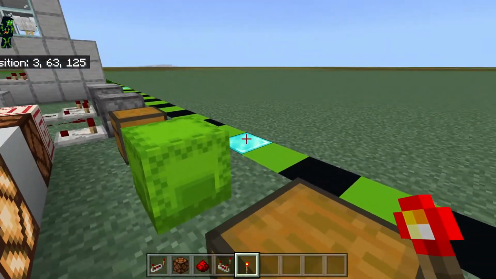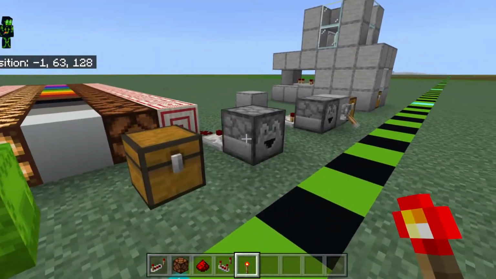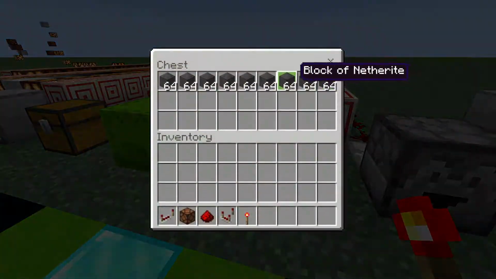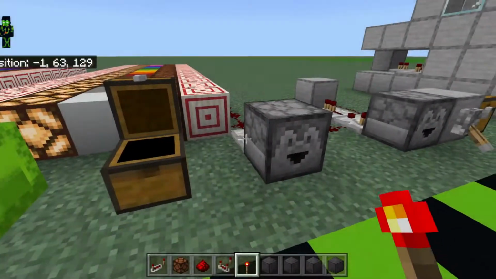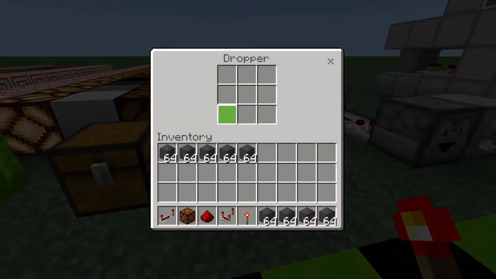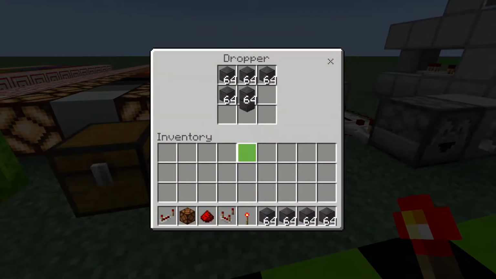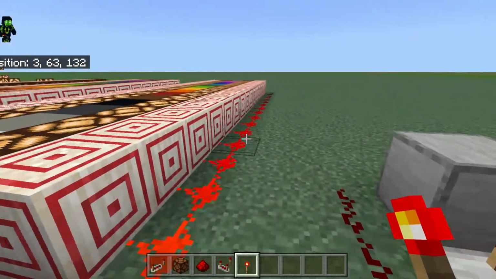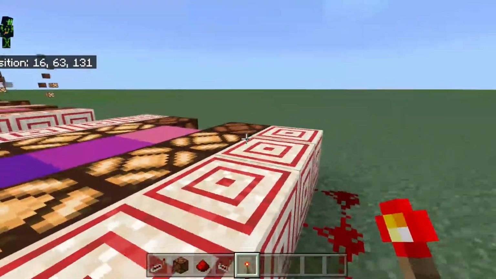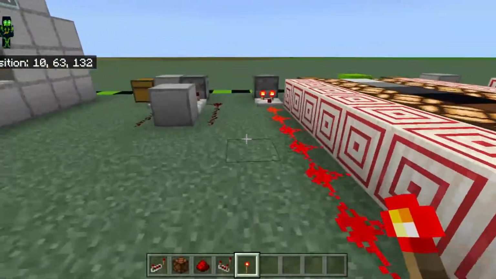This also works on other container blocks such as droppers. So a dropper has 9 slots, so if we get 9 stacks of netherite blocks here, as we put these in, when we get all 9 stacks in there, it will also output a signal of 15, all the way down here to the last one.